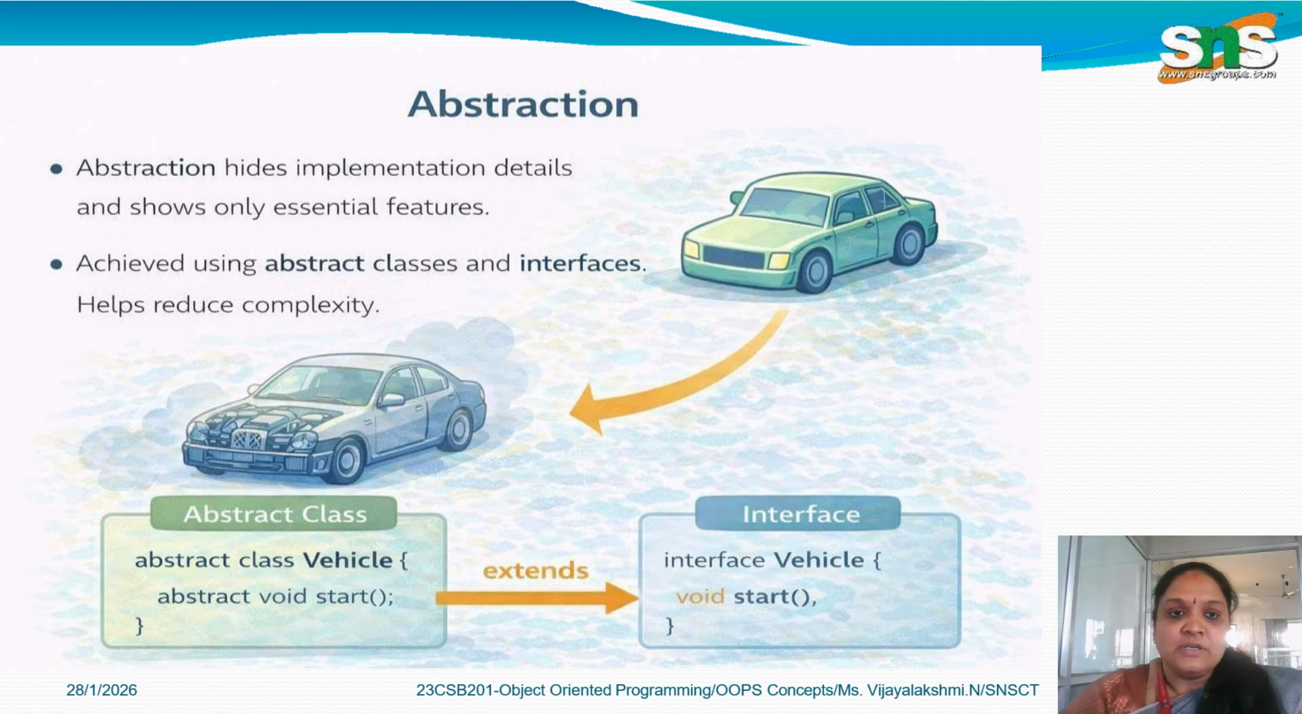The next is abstraction. Abstraction hides the implementation part and just shows the main content as an abstract. It highlights the essential features of the particular program. This can be achieved by using the abstract keyword and interfaces. It reduces complexity. That is the advantage of using an abstract class here. This part we will see as a separate unit later.